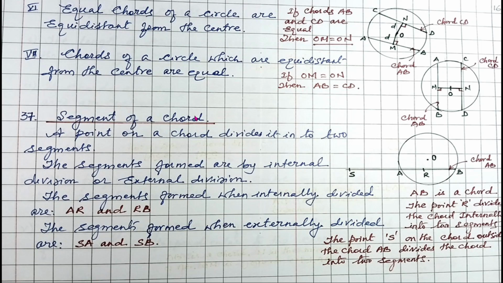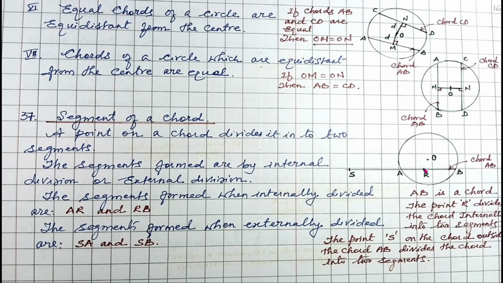Now, segments of a chord. A point on a chord divides it into two segments. Please understand this: a point on a chord divides it into two segments. The segments formed are by internal division or external division. The segments formed when internally divided are AR and RB.